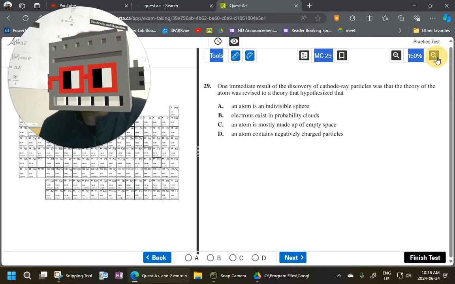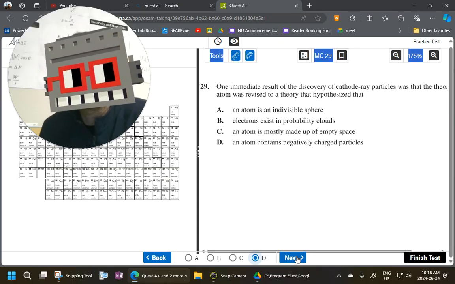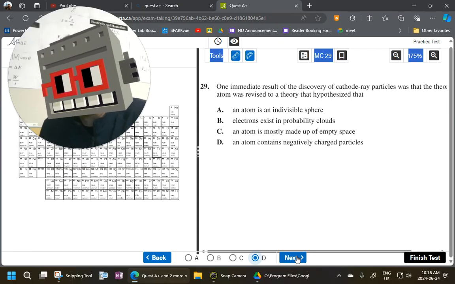One immediate result of the cathode ray discovery was that electrons exist. No, that would be the gold foil. The atom is mostly empty space. That's gold foil. So it'd be D, because that plum pudding model, they discovered the electrons within the atom.